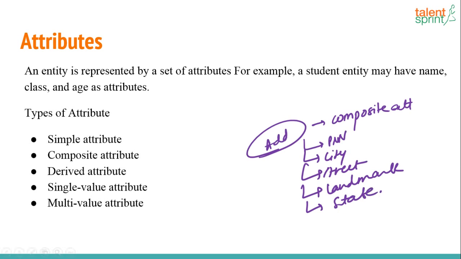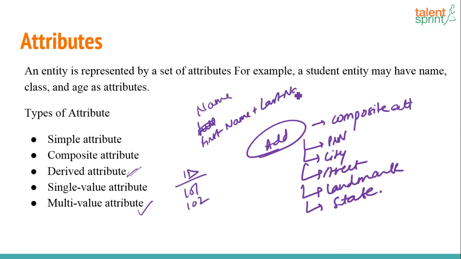So composite attribute. Derived attribute is an attribute that can be derived from another attribute. Then we have single value attributes like ID can be a single value attribute, say 101, 102. We have also multi-value attributes. So name can be a multi-value attribute, which is first name plus last name. So full name becomes a multi-value attribute. Okay, so attributes are of different types. Fine.